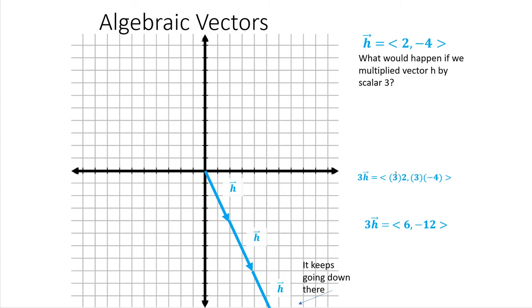For example, take vector h from the previous examples. If we multiply vector h by 3, now this 3 vector h is way down here somewhere, way off the screen. And it would make sense then, hopefully, that all you need to do is distribute this 3 into the different components of vector h. The horizontal component of vector h is 2 and the vertical component is negative 4. Multiply 3 by both of those, and you get 6 and negative 12. That is what 3 times vector h is.